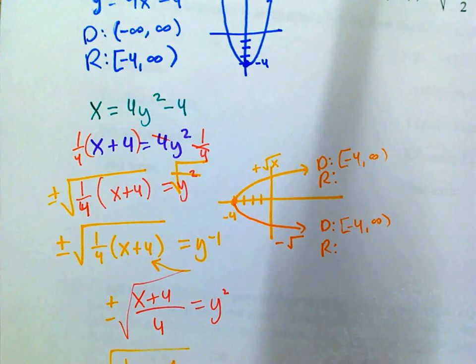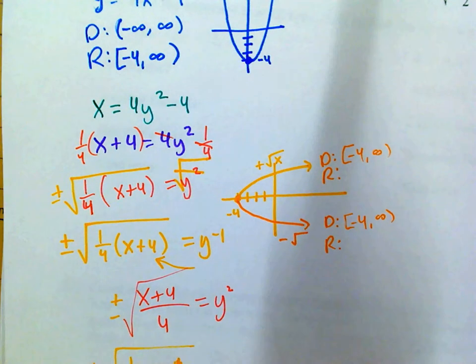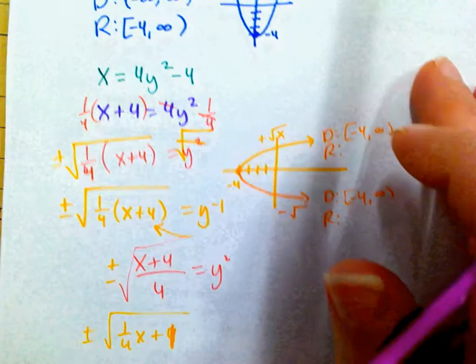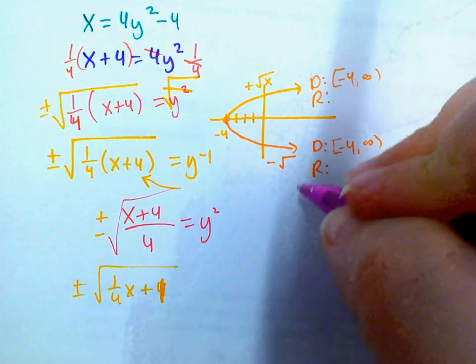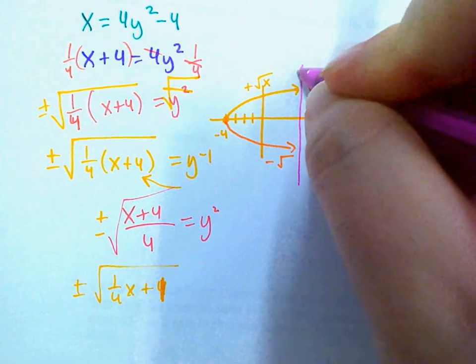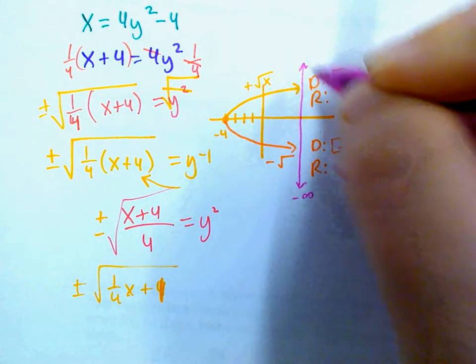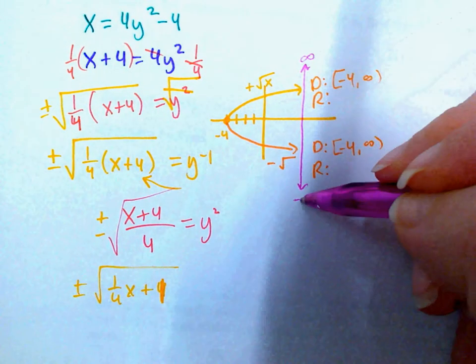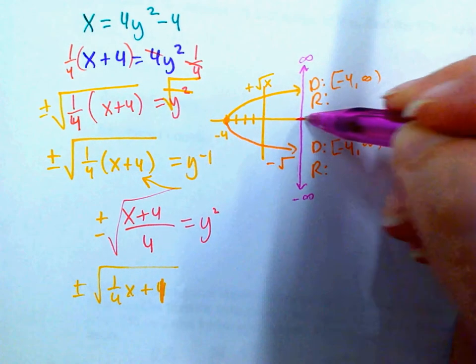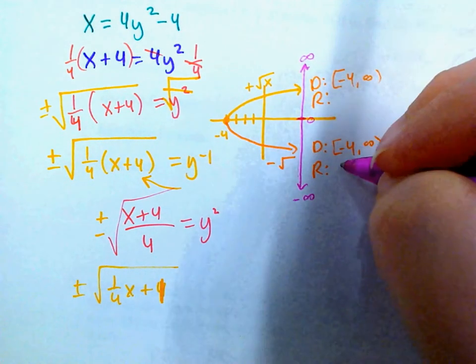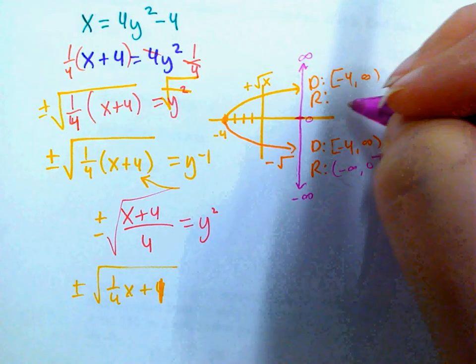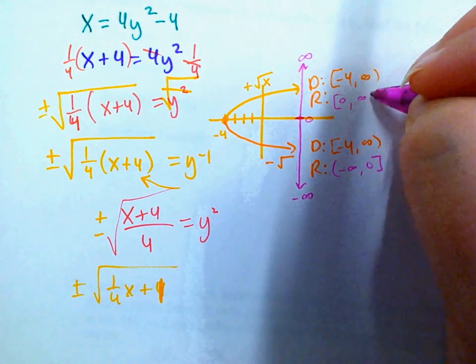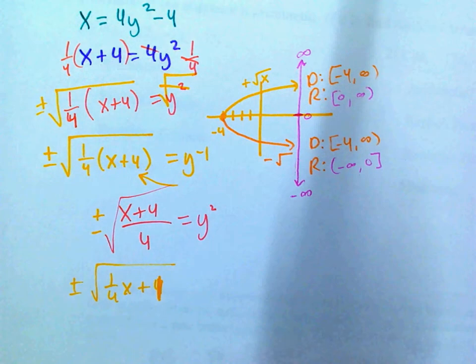What's the range on the bottom function? If you think about range as a vertical line, negative infinity up to positive infinity. The bottom function goes from negative infinity all the way up until 0. And there you go. And they piece together to make all real numbers, which is the domain of the original.